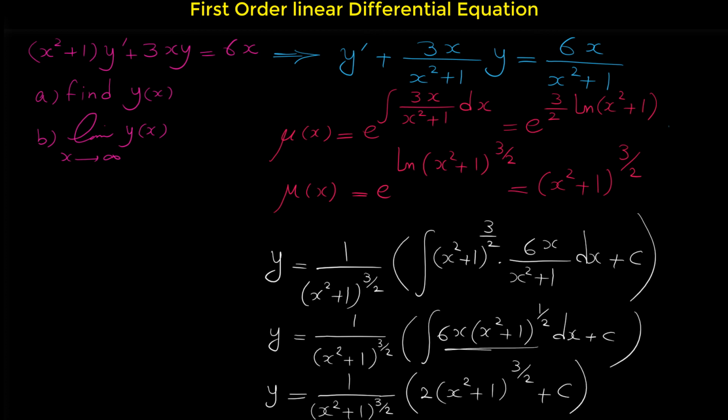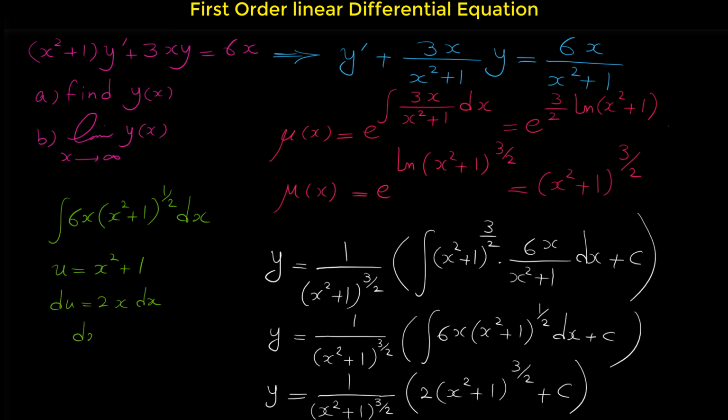Let me show you why this integral equals this expression. For finding the integral of 6x times x squared plus 1 to the power of 1/2 dx, you have to do simple u substitution. If we choose x squared plus 1 as u, then du is 2x dx. And so we can write dx as du over 2x. If we divide both sides of this relation by 2x, dx is du over 2x.